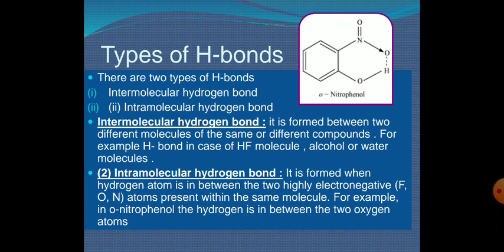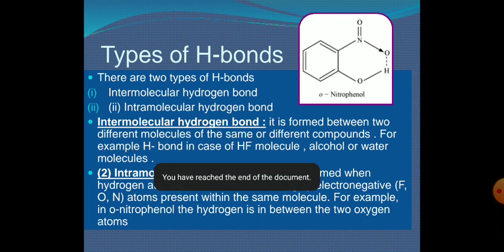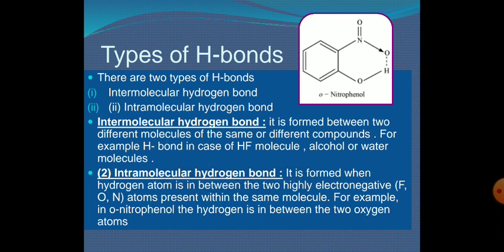Intramolecular hydrogen bond is formed when the hydrogen atom is in between two highly electronegative atoms, for example fluorine, oxygen, nitrogen, within the same molecule. For example, in o-nitrophenol the hydrogen is in between two oxygen atoms, as we have shown with an example in the above portion of this slide. Such a type of bond we call an intramolecular hydrogen bond.